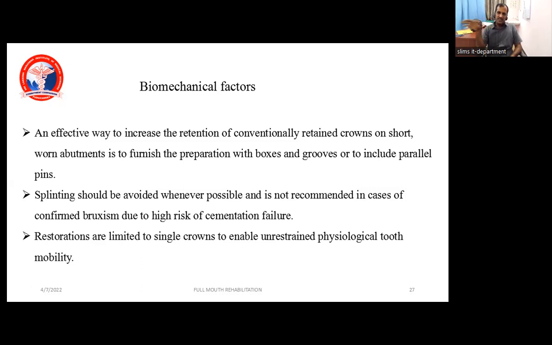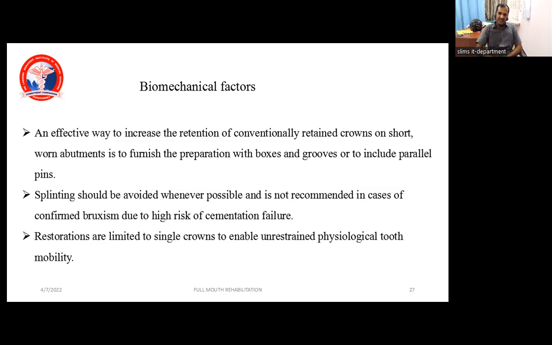See, most of the tooth structure is worn out. The next point of concern for a clinician is how well the fixed partial dentures remain on the tooth structure that is already worn out. How do we enhance the retention? By preparation of boxes or grooves, or we can include parallel pins. That will increase the retention of your fixed partial dentures.